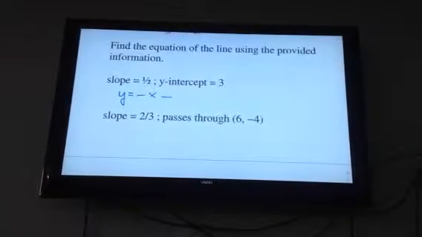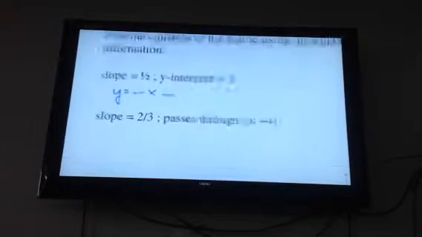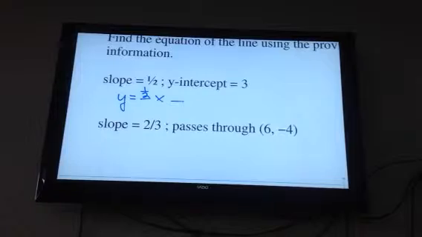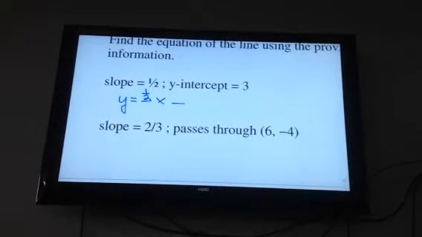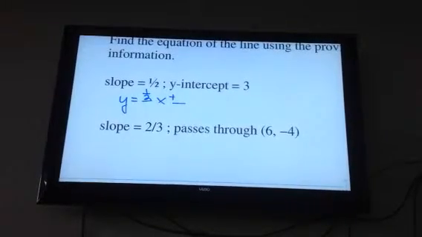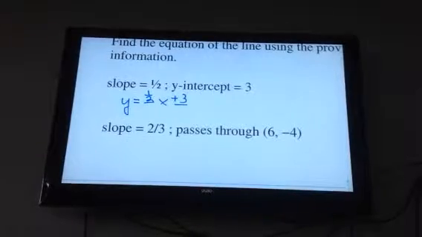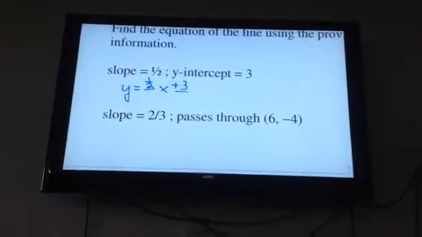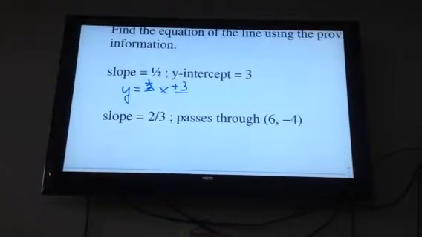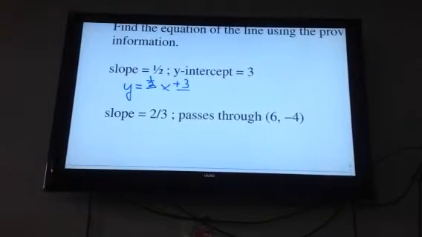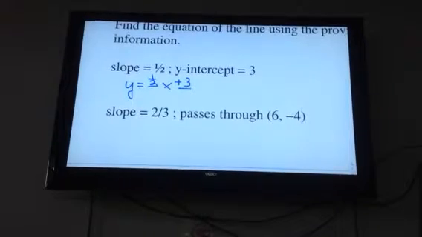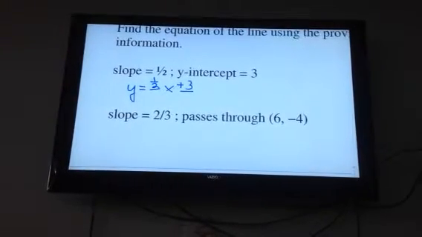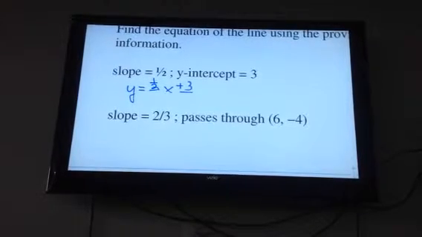In fact, this is as simple as it gets because I'm giving you the information. The slope is 1/2. That goes as the coefficient of the x. The y-intercept is +3, so +3. So that's my answer. Y equals 1/2 x plus 3. So this is what I mean by you're going to fill in the blank with the slope and the y-intercept, using your knowledge to find the information.